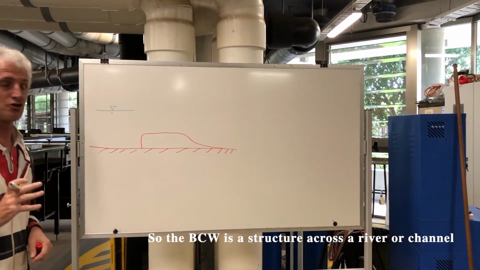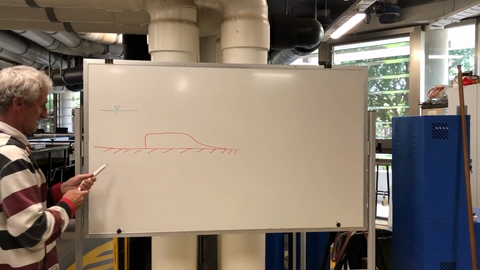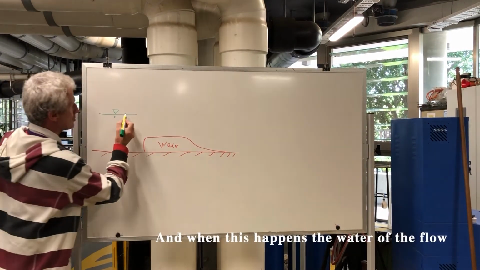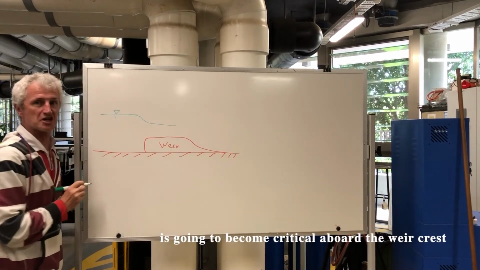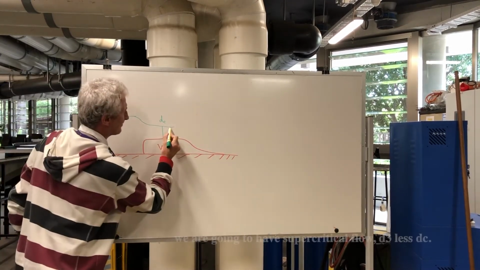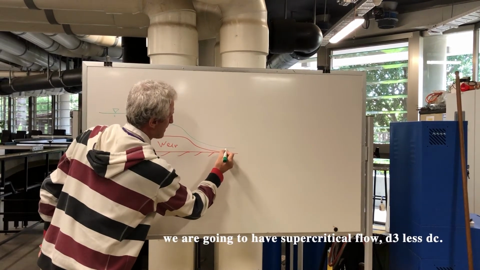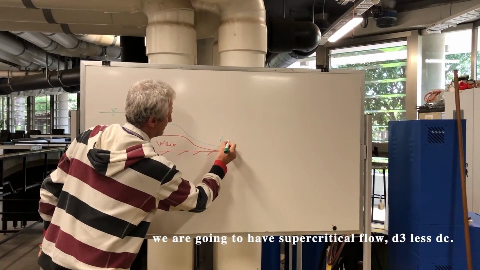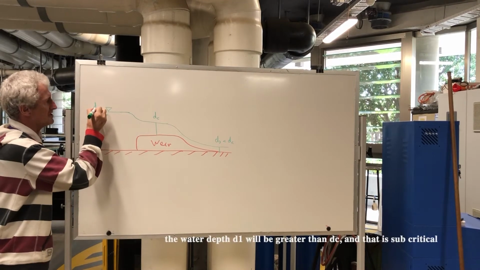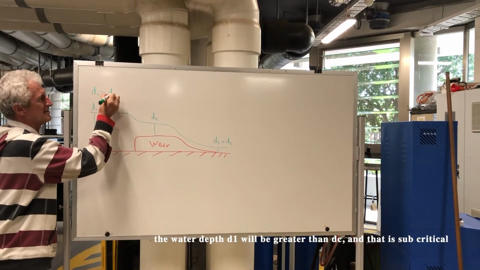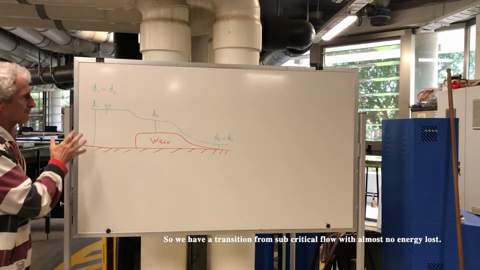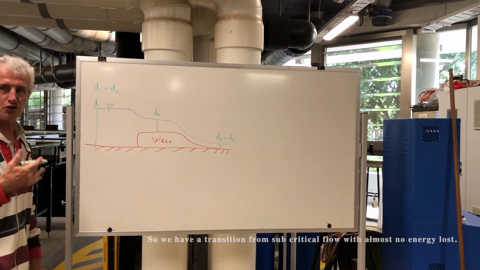A broad-crested weir is a structure across a river channel, like here. Here is our weir. And when this happens, the flow is going to become critical above the weir crest, D equal Dc. And then downstream, we are going to have a supercritical flow, with D way less. While upstream of the weir, the water depth, D1, will be greater than Dc, the critical depth, and that is subcritical flow. So we have a transition from sub to supercritical flow with almost no energy loss.